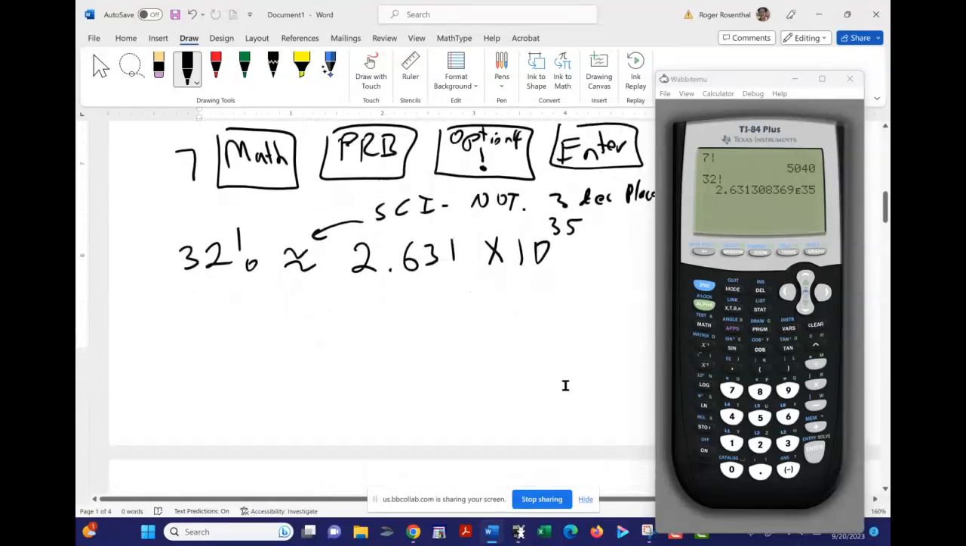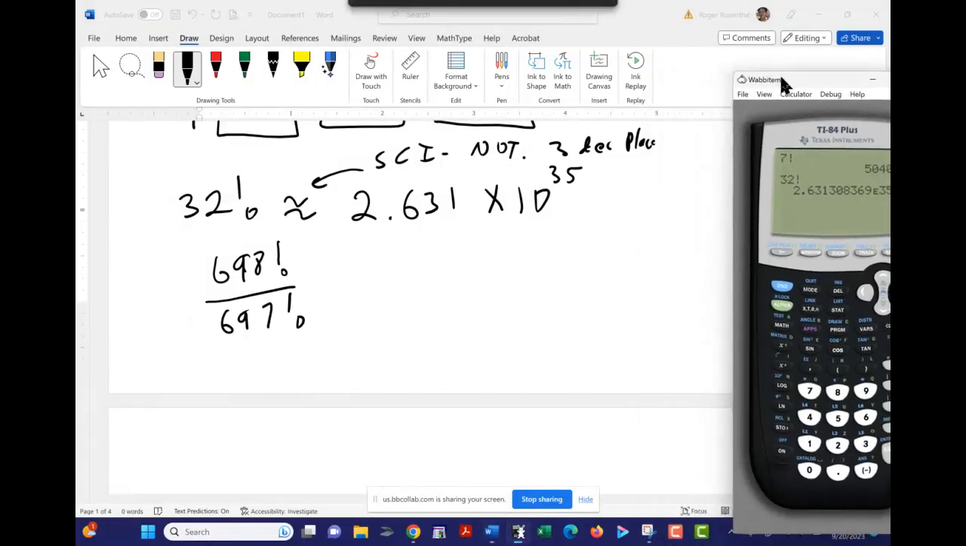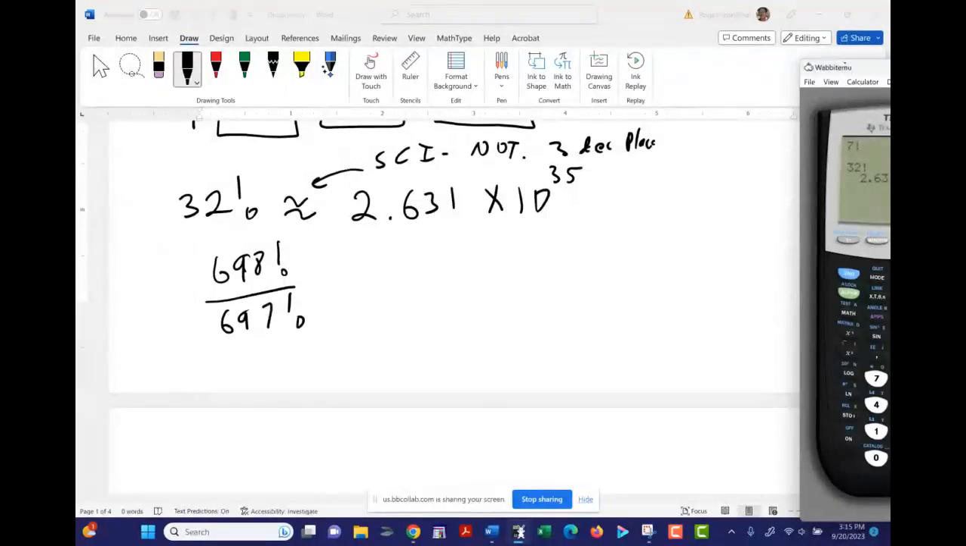Okay, let's do another problem. Here's an example of a problem that you've got to be sure you know how to do by hand, because if you do it on the calculator, it will actually give you an error. It doesn't know how to handle it. We're going to do 698 factorial over 697 factorial. You might be thinking, well, that's going to be a lot of work by hand. Don't worry, it's not going to take us a lot of time at all.